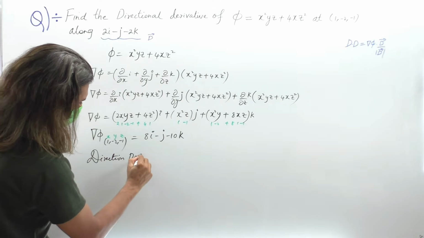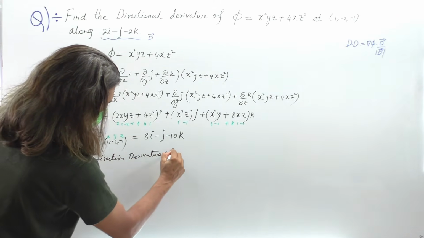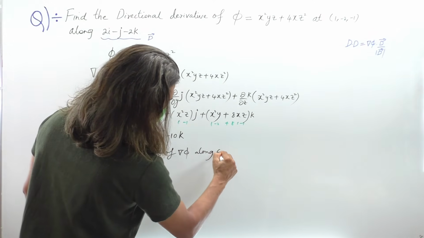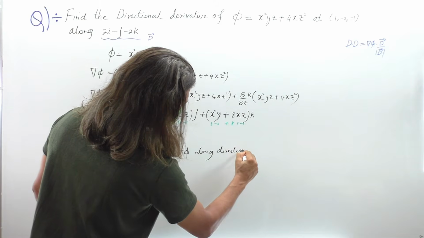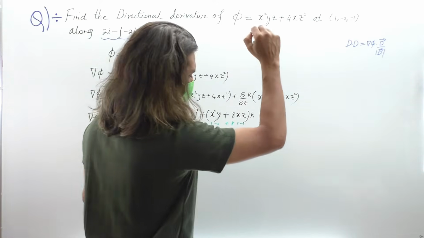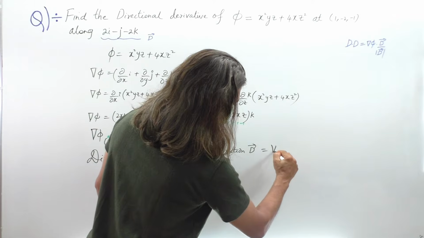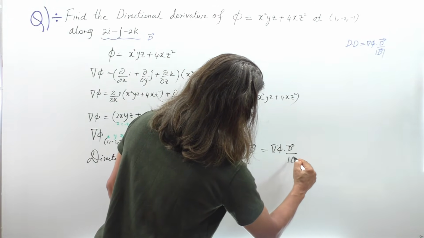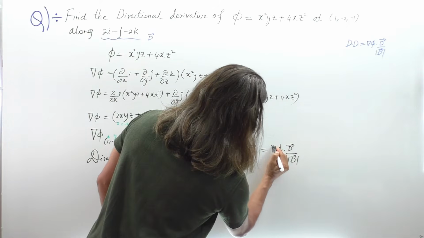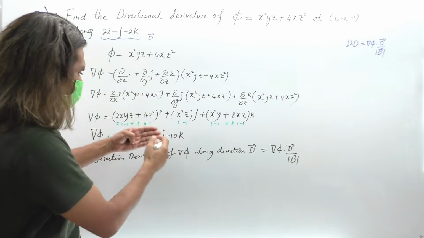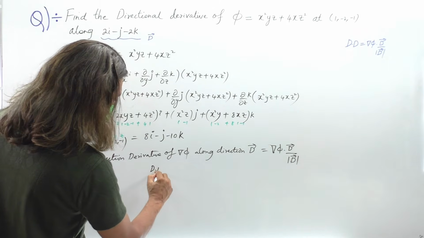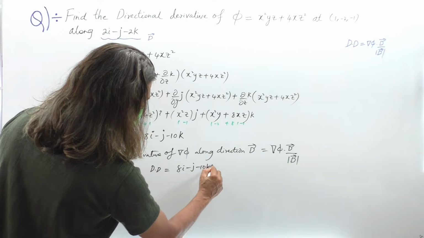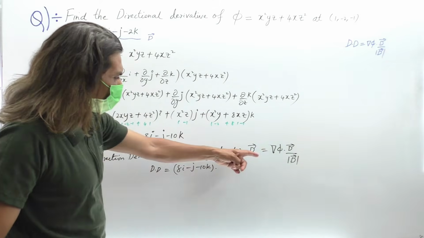Directional derivative of phi along the direction d vector is given as, we have it, del phi into d vector whole divided by modulus of d vector. This is what we have. So we already know del phi. So the directional derivative will be, what is del phi? 8i minus j minus 10k into, what is d vector?